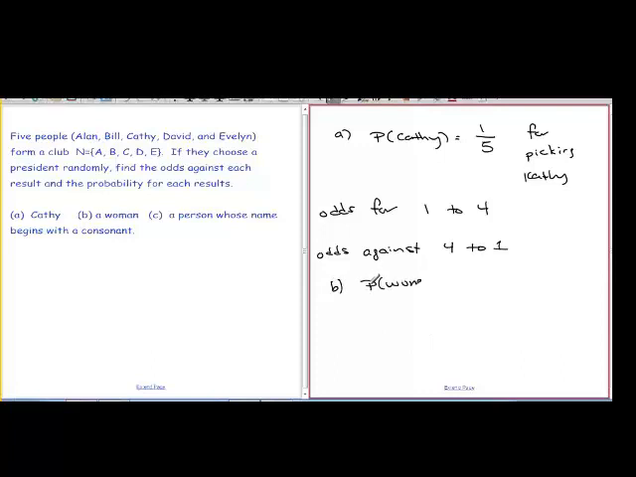Okay, so next what we do is the probability of picking a woman. So you're looking at how many women we have out of the 5 people. The denominator is going to be the same, just like it was for the previous problem. So how many women do we have? 2. Yep. So that's the probability of picking a woman. The odds for are going to be 2 to 3. So the odds against are 3 to 2.